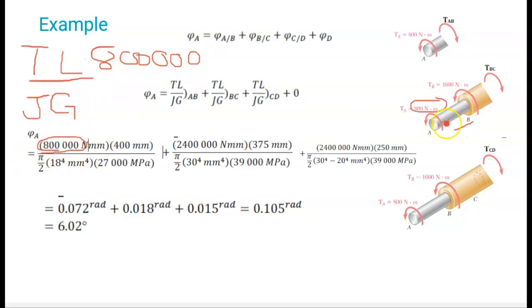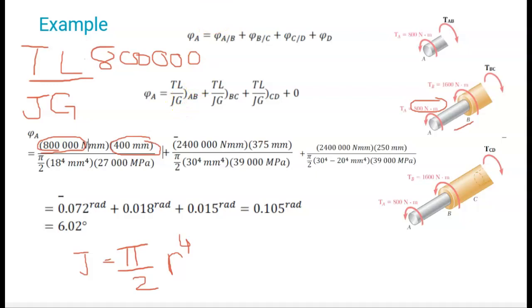Now the length from here to here, the length of the AB, is 400. So hence we got a 400 here instead of length. Now J, the diameter for that one, or the radius, was 18. So to find the J value, it was given as pi over 2 r to the power 4, and the radius was 18 millimeters. So I just put 18 there, and then we got the G.